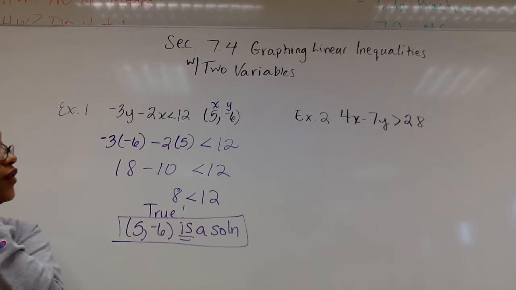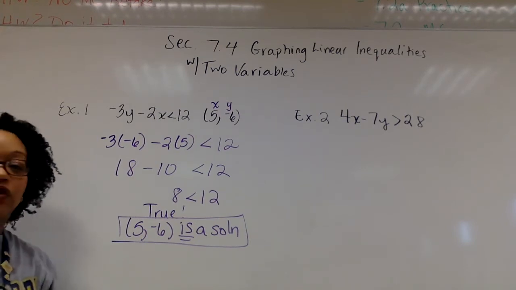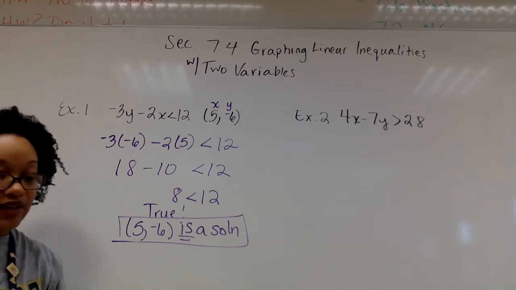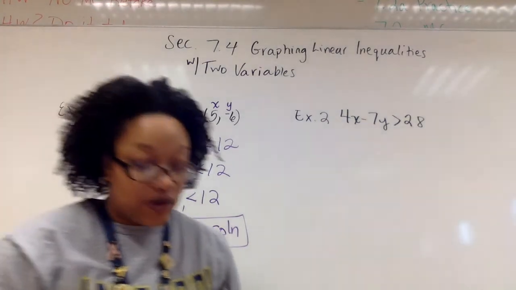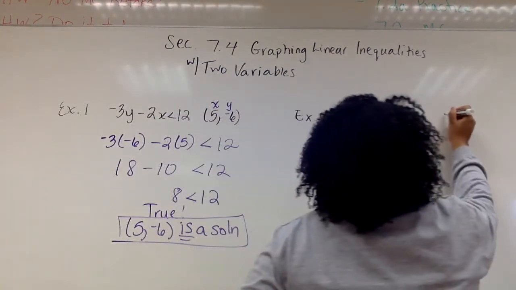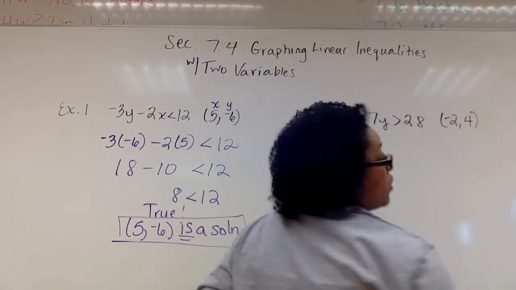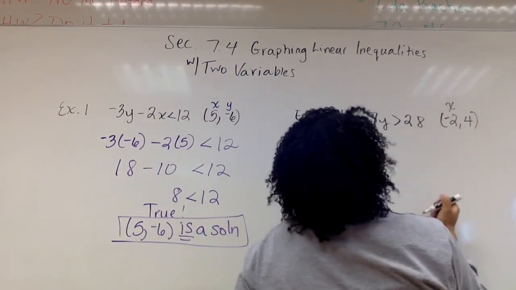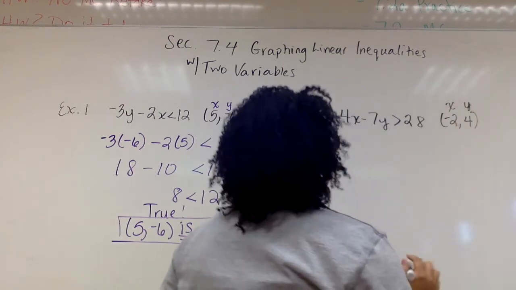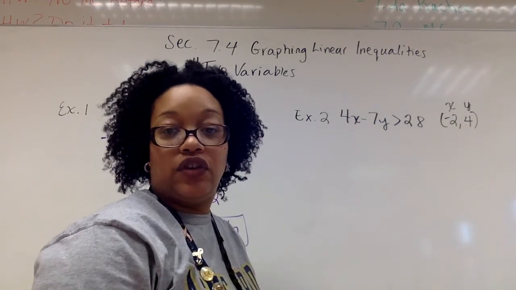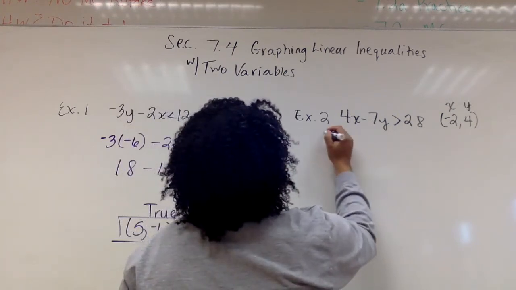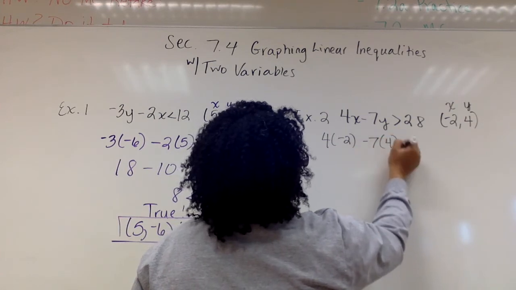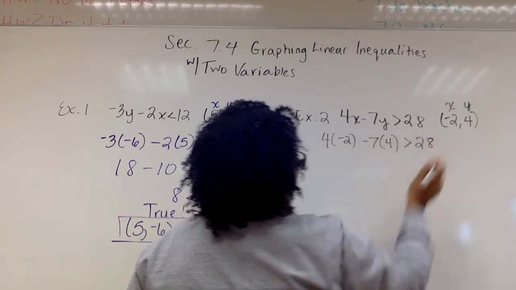I've already got it written here on the board. Example 2 says 4x minus 7y is greater than 28. So you go ahead and write that down. Your ordered pair for example 2 is negative 2, comma 4. All right? So in this case, my x value is negative 2. My y value is positive 4. So let's put our information into the inequality. That gives me 4 times negative 2 minus 7 times positive 4 greater than 28.